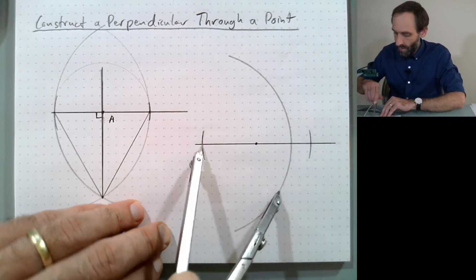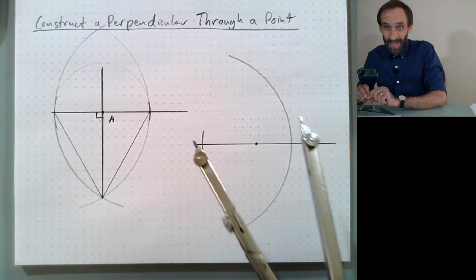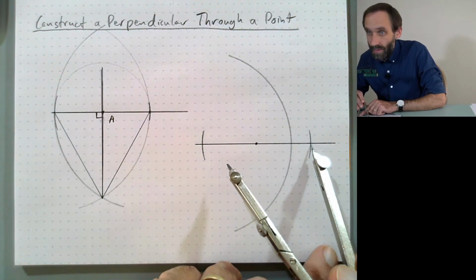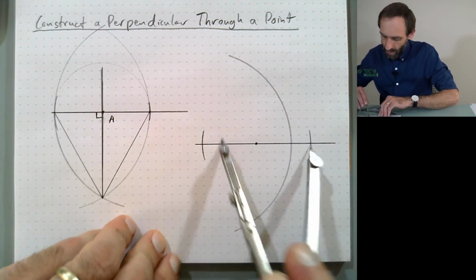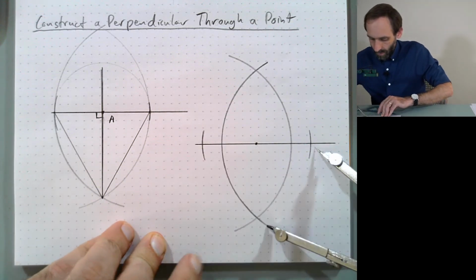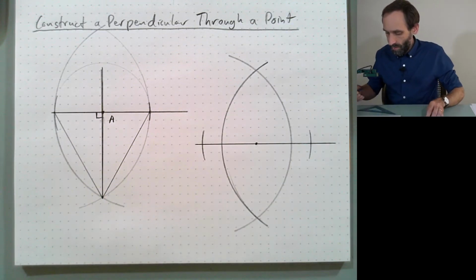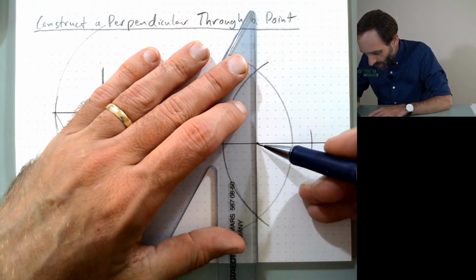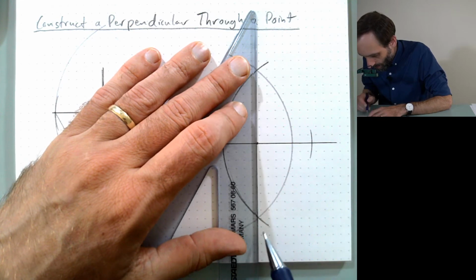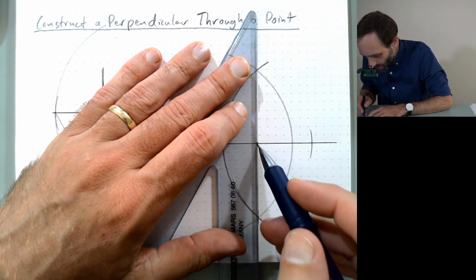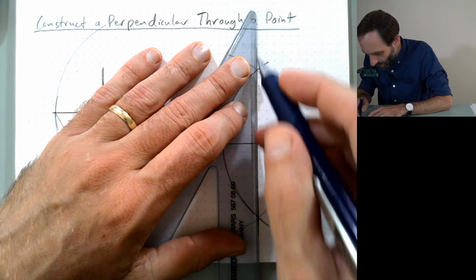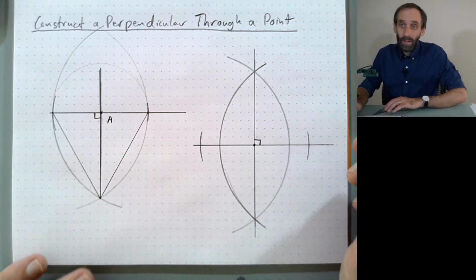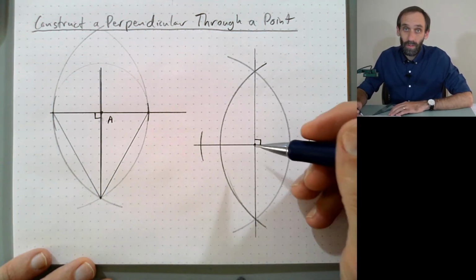And once you pick the setting, you can go ahead and draw an arc there. Then keep the compass at the same setting. Don't change it. And now center it at the other intersection point and draw the other arc. And now we can actually just draw a line that goes through both of these intersection points and this point on the line. Just line them all up and draw that line right there. And once again, this here is perpendicular. We have constructed a perpendicular through a point.